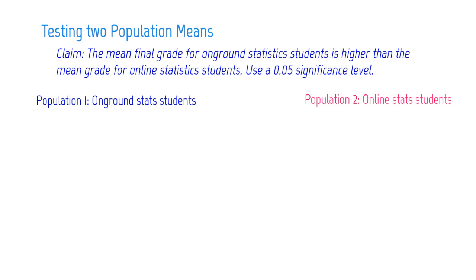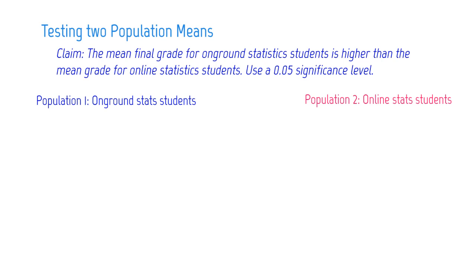So let's go ahead and test two population means. We'll test the claim that the mean final grade for on-ground statistics students is higher than the mean grade for online statistics students. We'll use a 0.05 significance level. So to do this, let's first identify the two populations that we're comparing. The first population will be our on-ground statistics students, and the second population will be our online statistics students. From each of those populations, I need to select a random sample.